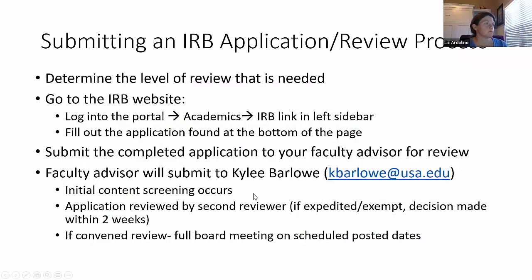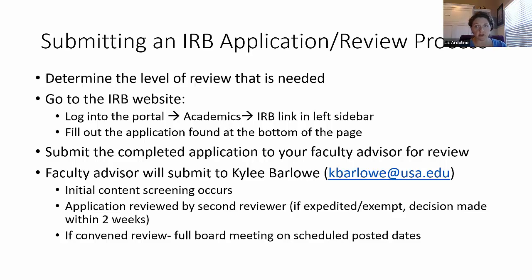All right, so you are going to determine what level of review you need. Is it exempt? Is it expedited? Or do you need a convened review? You are going to download that application. You're going to fill it out. You're going to send it to your faculty advisor to review it.